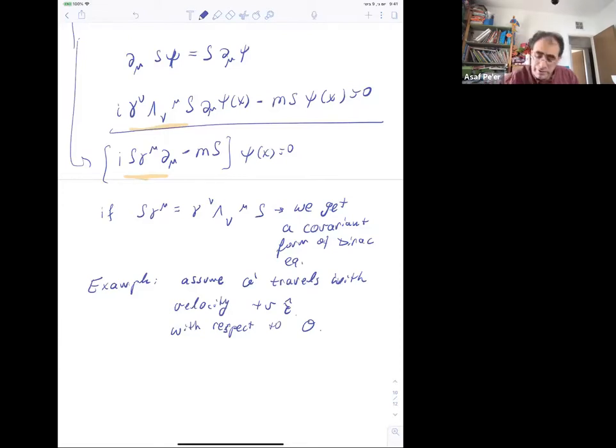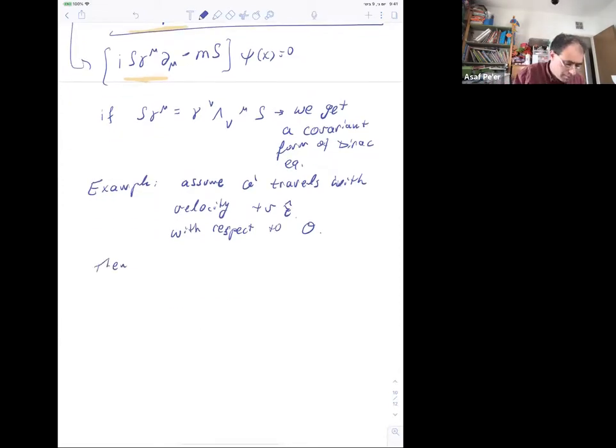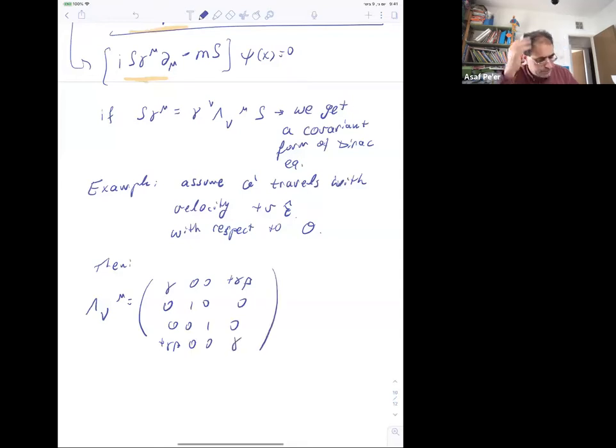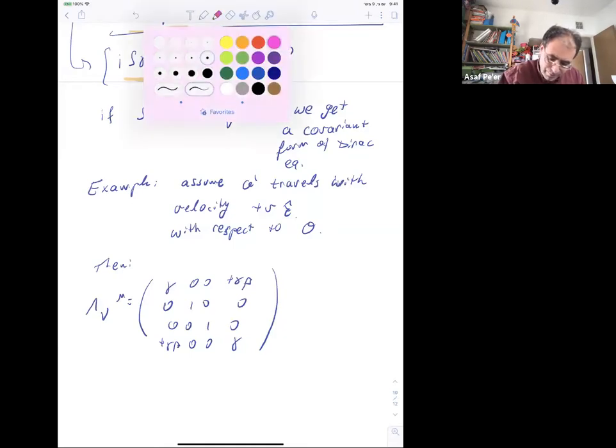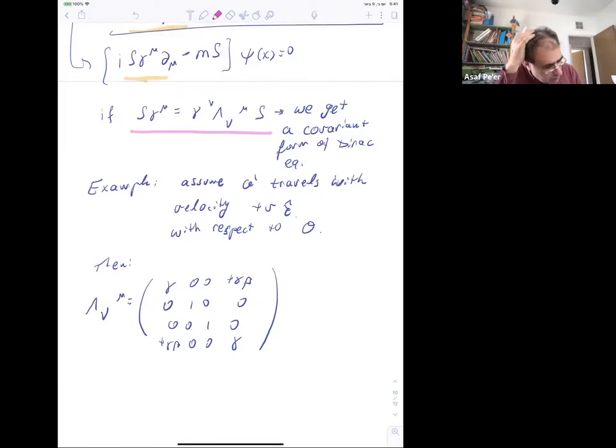Then the inverse Lorentz transformation, lambda nu mu, is just gamma 0 0 gamma beta. It's a plus here because if O prime travels in the plus z, then the inverse transformation will be with a minus. So that's why the plus here. 0 1 0 0, 0 0 1 0, plus gamma beta 0 0 gamma. And then I just take that relation here and write it explicitly.